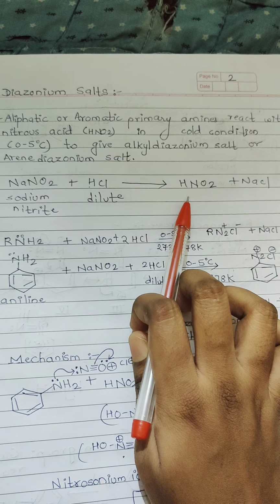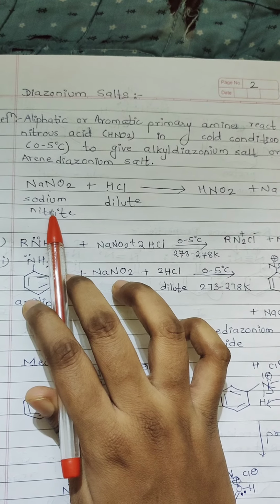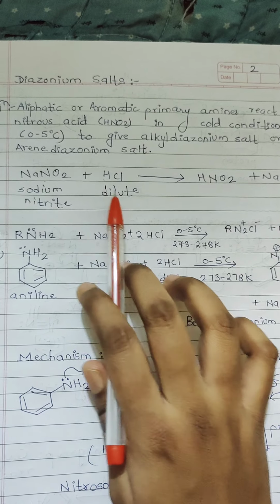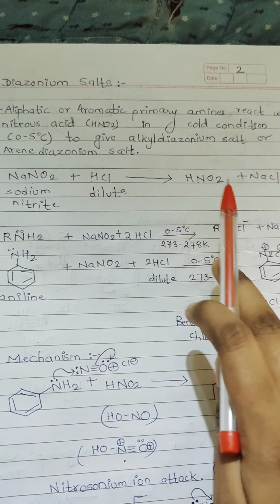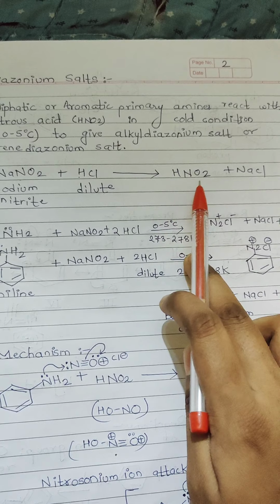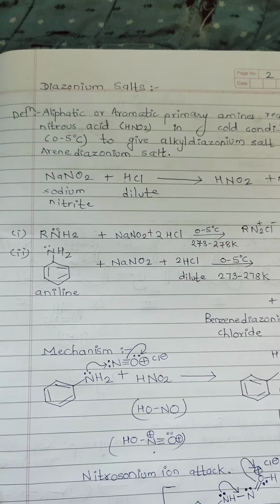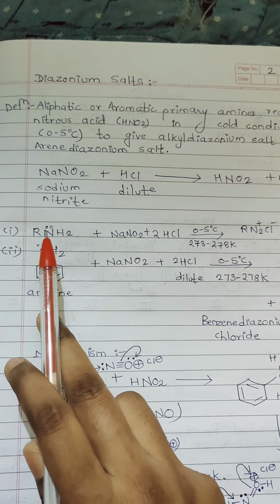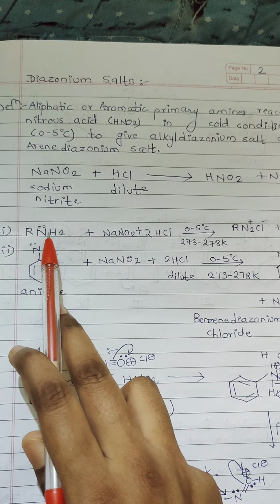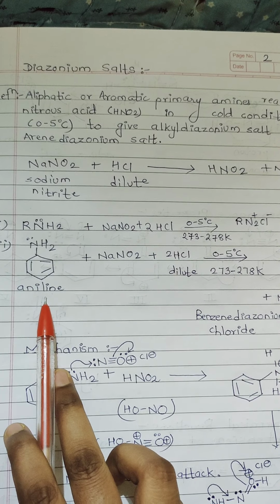How to get nitrous acid? We should treat sodium nitrite with dilute HCl. It gives us HNO2 and NaCl. Next we'll see aliphatic amines. These are the aliphatic primary amine. This is the aromatic primary amine.